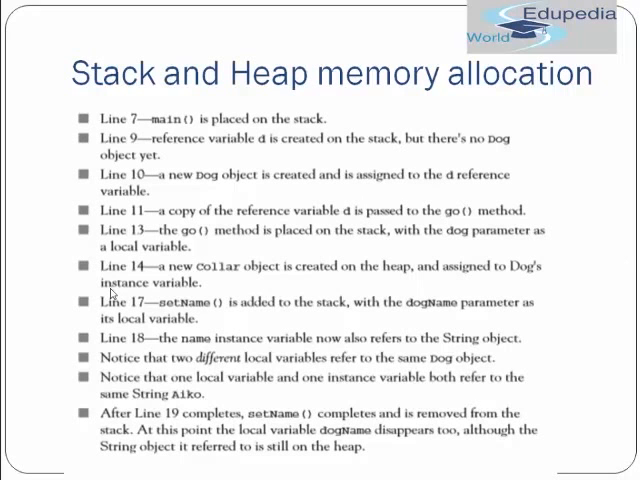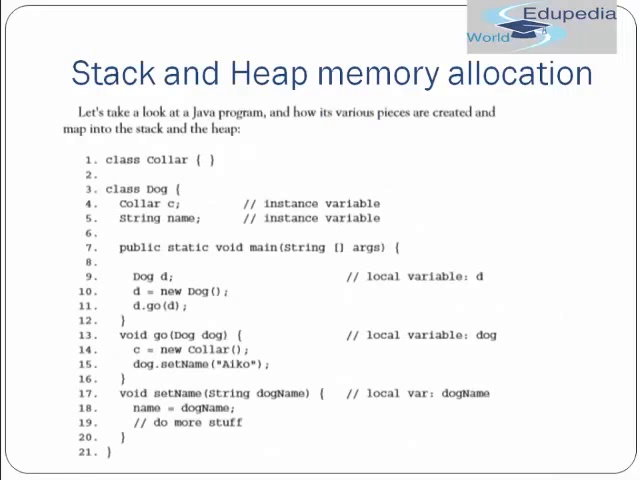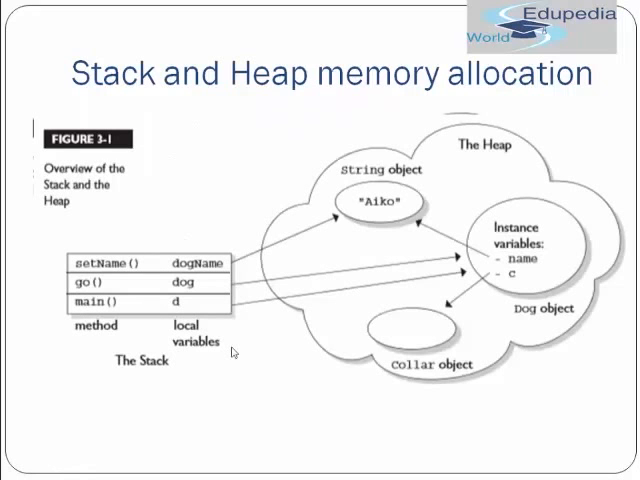After that, in line number 14, a new caller object is created on the heap and assigned to the dog instance variable. If I go to line number 14, it is actually creating a new caller object. So the reference C will be stored in a local variable stack and the object caller will be stored in a heap. Fine. So this is what we have done over here.